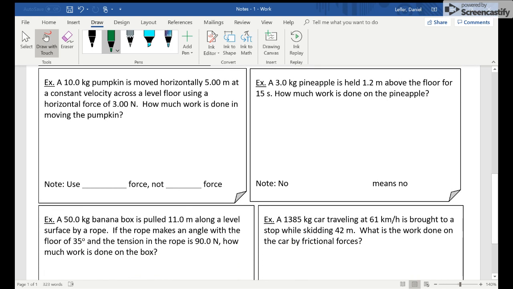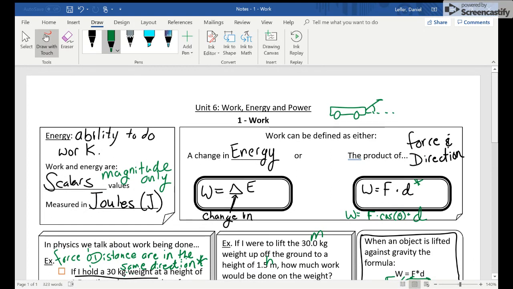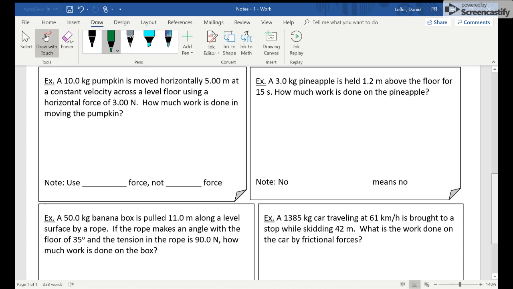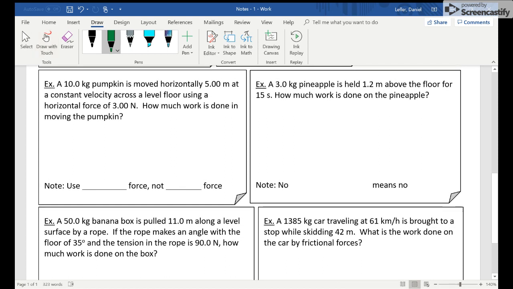Okay, for this video, we're going to finish up the last couple examples. So again, we are looking at the homework, or the worksheet. With this first example, a 10 kilogram pumpkin is moving horizontally at 5 meters at a constant velocity across a level floor using a horizontal force of 3 newtons. We want to know how much work is being done on the pumpkin.